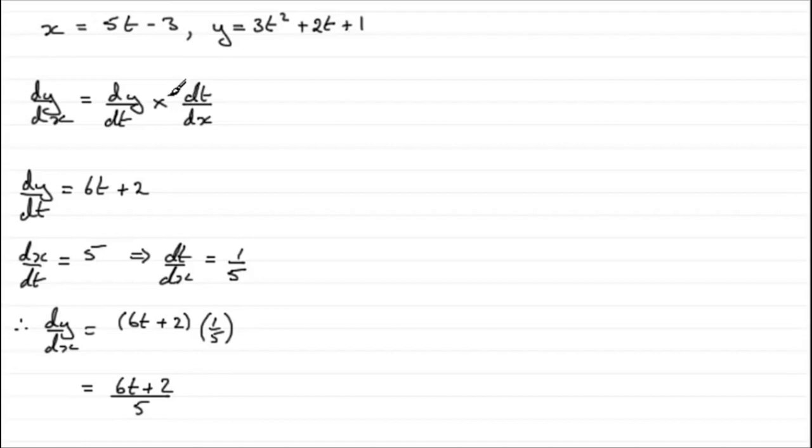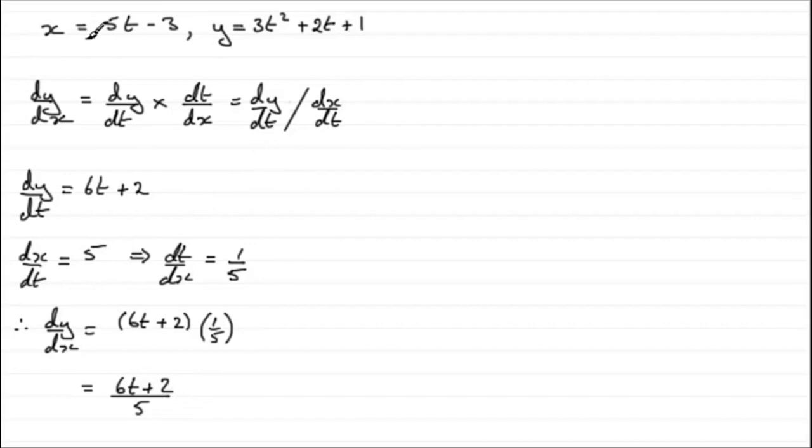Now some people quite often don't write this particular result. Knowing that you're going to have to find dx by dt, you can often see this quoted as dy by dt, but instead of this result they just simply divide by dx by dt, which is essentially another way of looking at this. We could have said dy by dt, 6t plus 2, divided by dx by dt, the 5, 6t plus 2 all over 5.